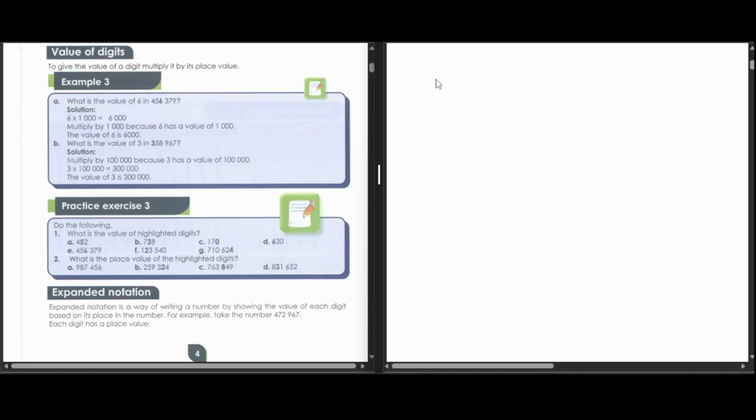In this lesson now, we want to look at that practice exercise. If you want to learn more about what we are practicing on, you have to have watched our previous lesson. So practice exercise 3. Do the following. What is the value of the highlighted digit?